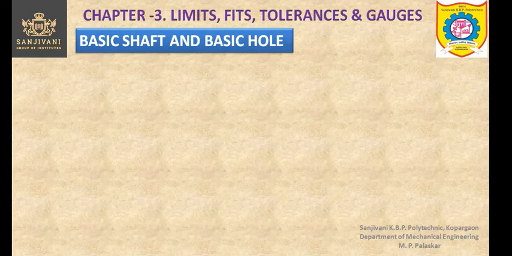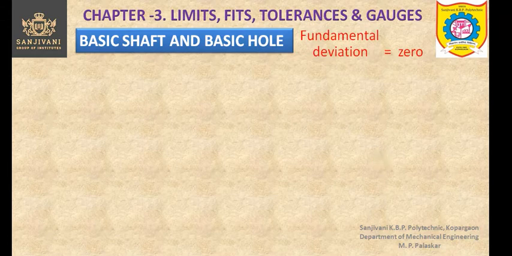After studying the fundamental deviation, we will go to the next concept of basic shaft and basic hole. When the fundamental deviation is 0 for a shaft or hole, then that shaft or hole is called the basic shaft or basic hole. A basic shaft is a shaft for which the fundamental deviation is 0. A basic hole is a hole for which the fundamental deviation is 0.